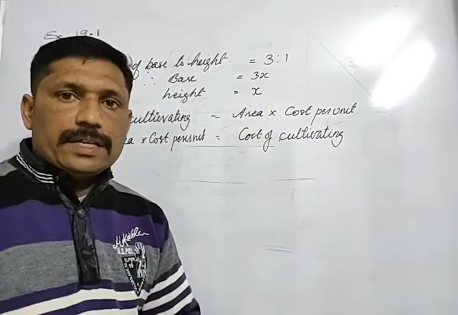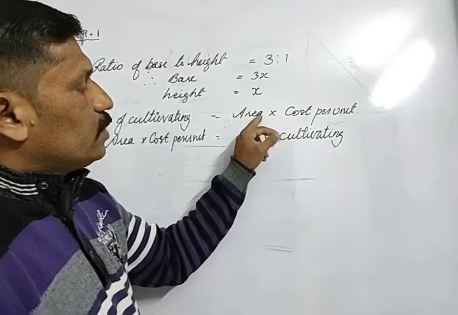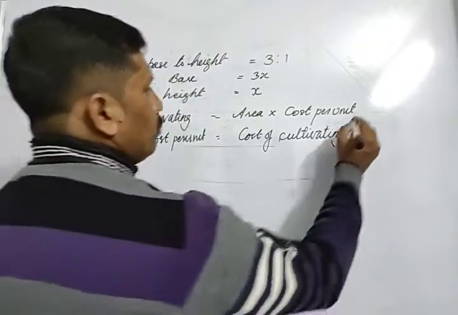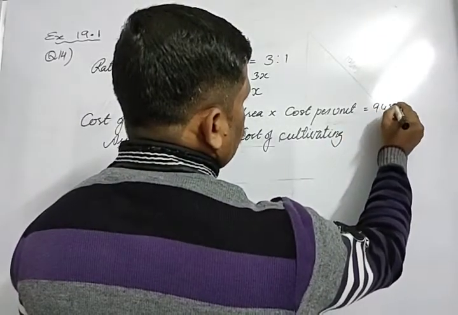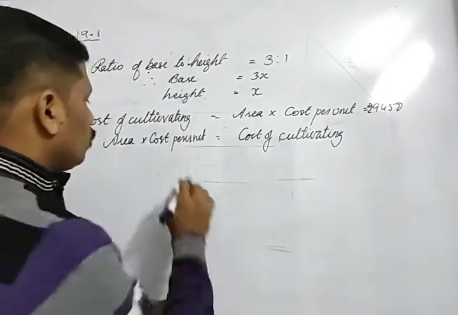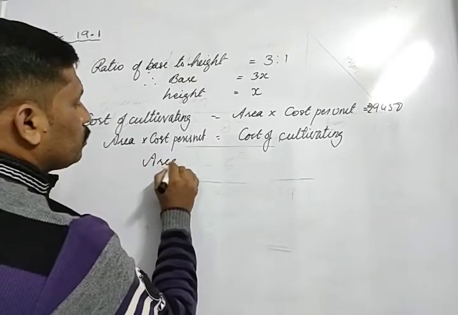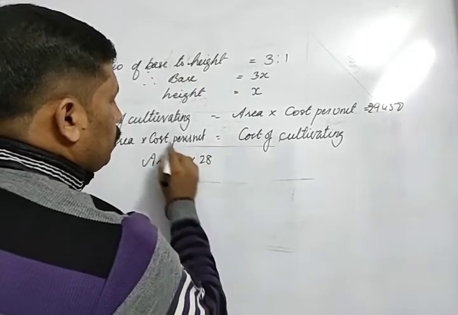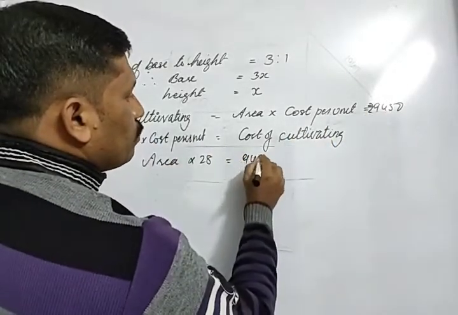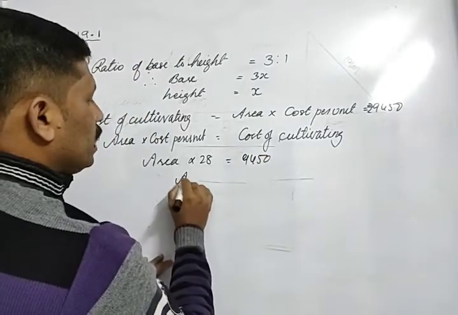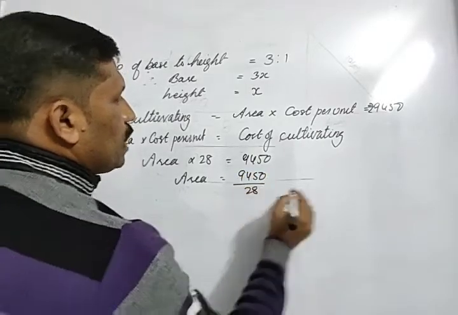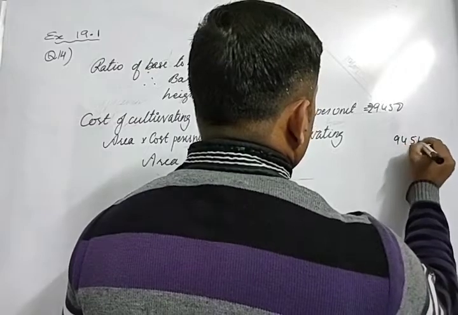Cost of cultivating the field is given. Cost of cultivating the field is equal to area into cost per unit. That is given as 9,450 rupees. That means area into cost per unit, and cost per unit is given, that is 28 rupees per meter. Cost of cultivating is given, 9,450. So we divide that. Therefore, area is equal to 9,450 divided by 28.